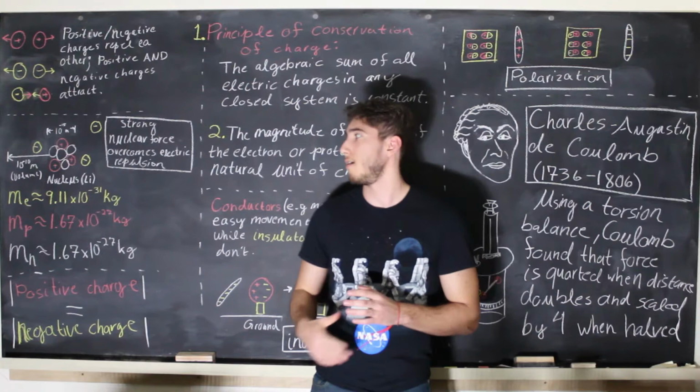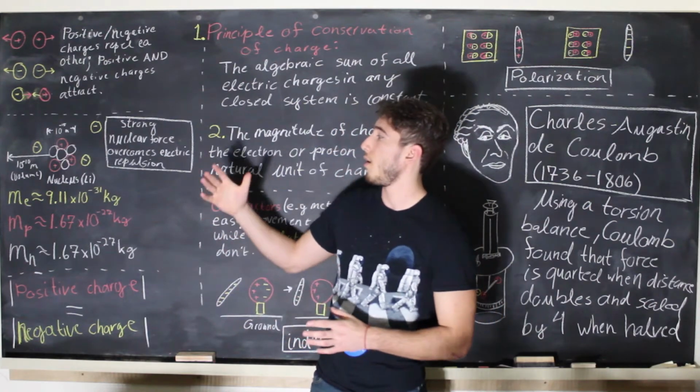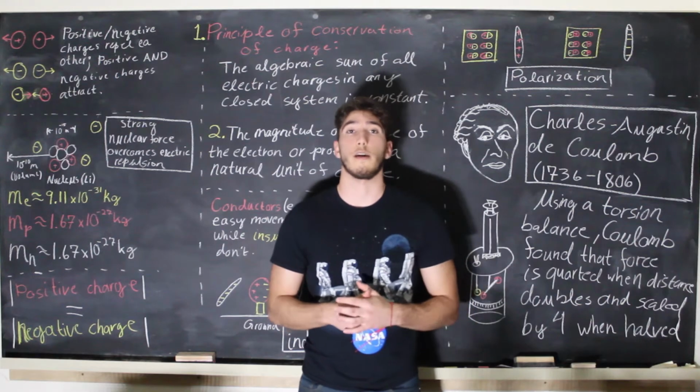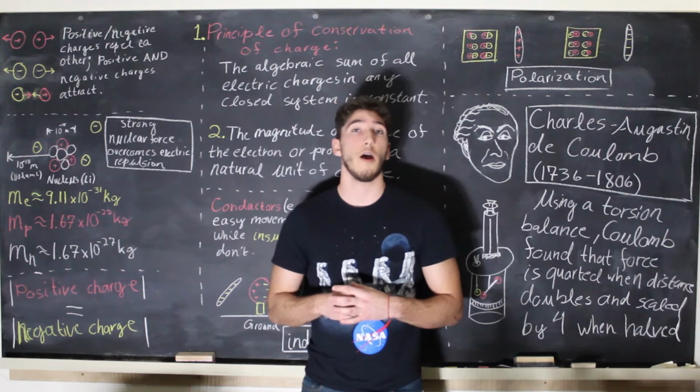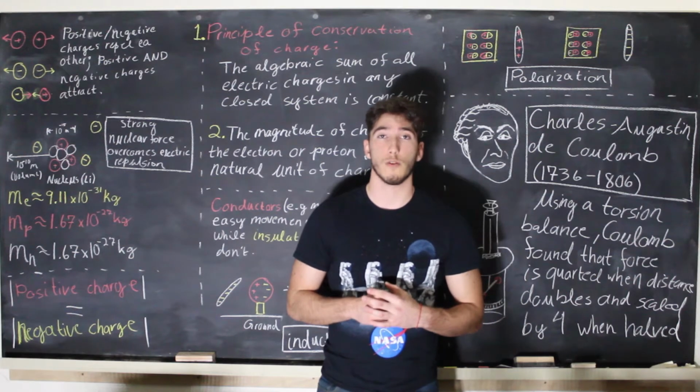The masses of electrons, protons, and neutrons are 9.11 times 10 to the negative 31 kilograms and 1.7 times 10 to the negative 27 kilograms, respectively.